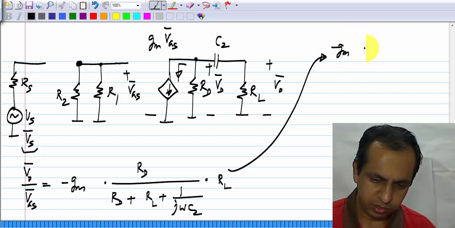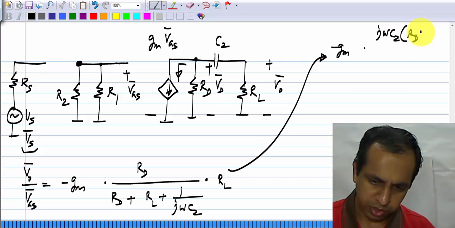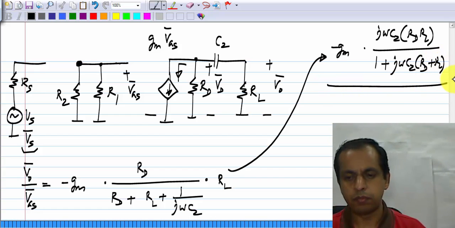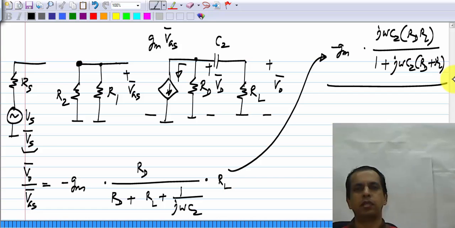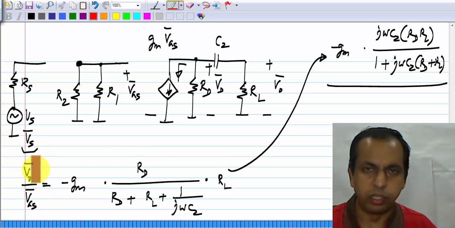minus GM VGS times J omega C2 times RD times RL divided by 1 plus J omega C2 times RD plus RL. Again, now assuming that C2 must behave like a short, meaning what do we mean by that? We have evaluated V naught.